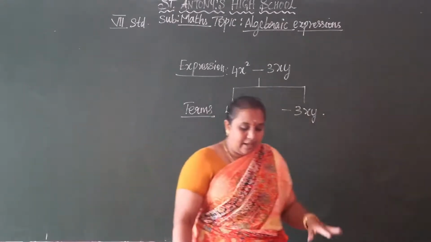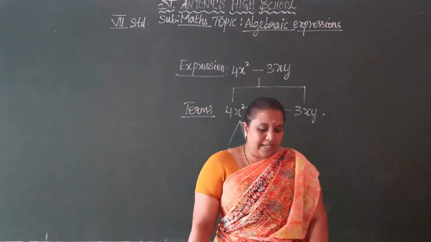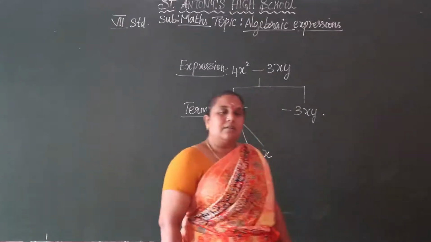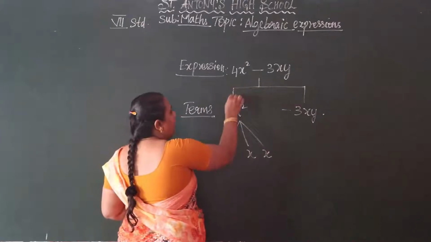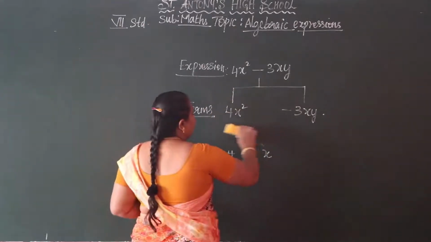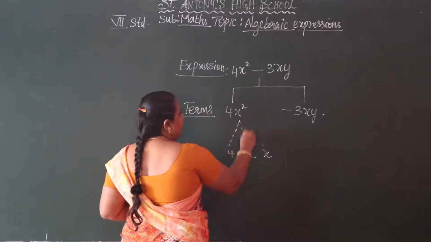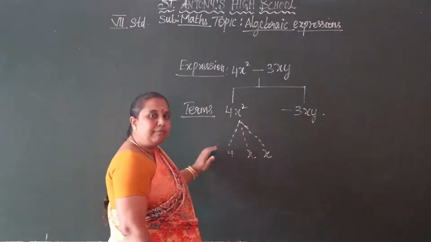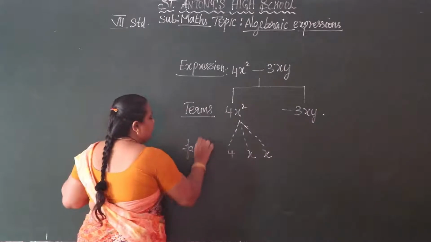In the tree diagram we use dotted lines for factors and continuous lines for the terms. So we have to write like this. Continuous lines for terms, and dotted lines for factors. This is to make sure we can distinguish the terms and factors here. So these are factors.